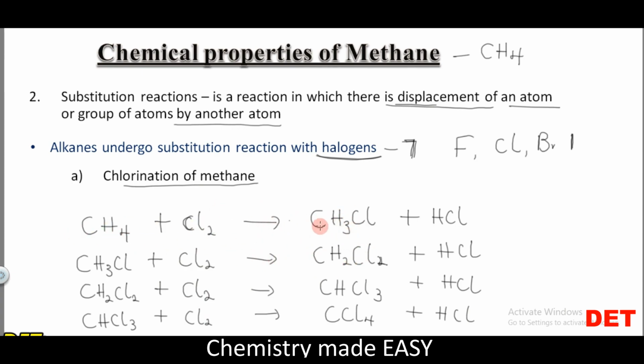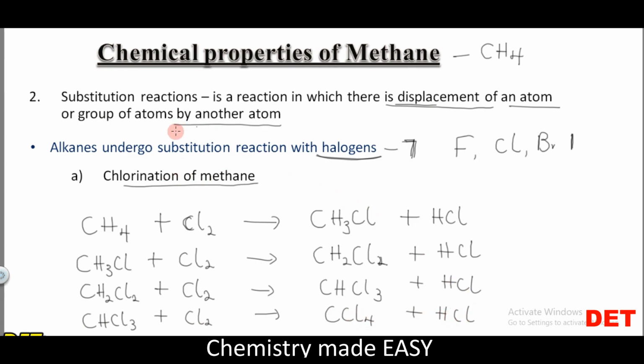So this is what the substitution reaction is all about. Substitution reaction, again, is the displacement. When chlorine reacts with methane, it displaces one of the hydrogens. When chloromethane reacts with chlorine, it will displace one of these hydrogens. When dichloromethane reacts with chlorine, it will displace one of these hydrogens to give you this. When trichloromethane reacts with chlorine, it will displace this hydrogen to give you tetrachloromethane plus hydrogen chloride.